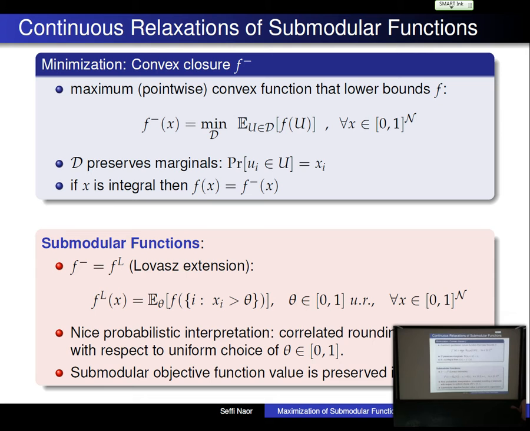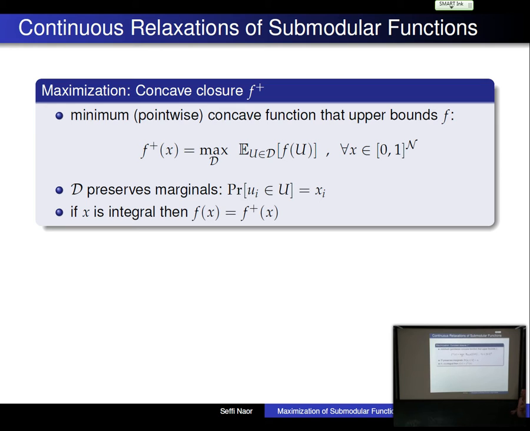Now, when we want to define the value of the extension, we just take expectation over all values of theta. And this is for vector x. This expectation is defined to be the extension of the submodular function f. This is a convex function, and it also has a very nice probabilistic interpretation: a correlated rounding of the elements.